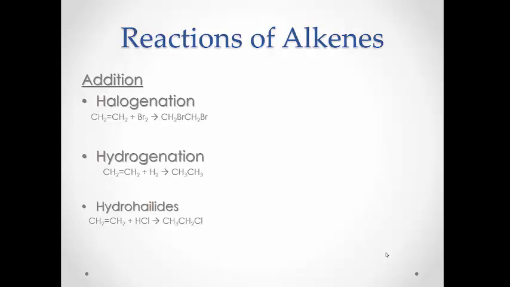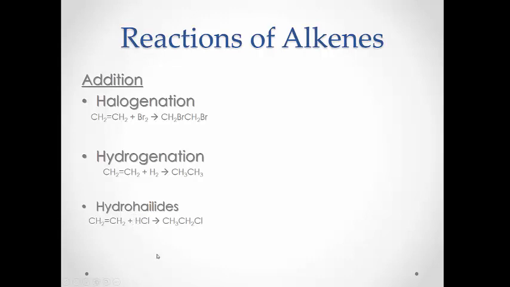So for addition, we can have halogenation, where a double bond goes to a single bond and we can add a bromine in, so a halogen: bromine, iodine, fluorine. We can have hydrogenation, where we're adding hydrogens across the double bond to go back to your alkane. Or we can have hydrohalides, where we have an acid of some sort, so we've got our halide and we've got our hydro.